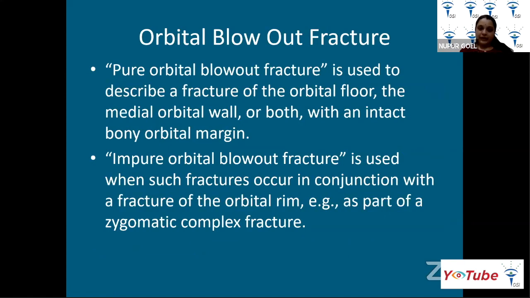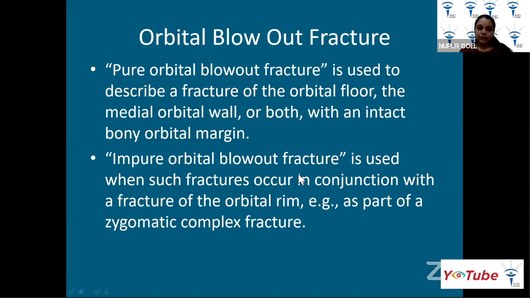The orbital blowout fractures can be divided into pure orbital blowout fractures and impure orbital blowout fractures. The pure orbital blowout fractures are used to describe the fracture of the orbital floor, medial orbital wall, or both with an intact bony orbital margin.